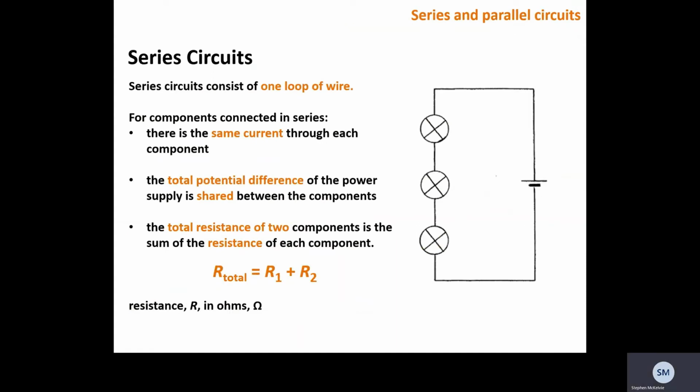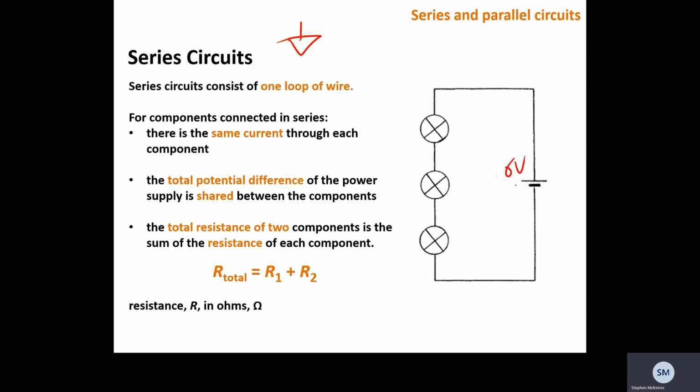Okay, some rules that we have to know about these. And there's a video explaining this all by itself. There is a link down below where you can look at that video. Series circuits consist of one loop of wire. There's the same current through each component, and the total potential difference of the power supply is shared.